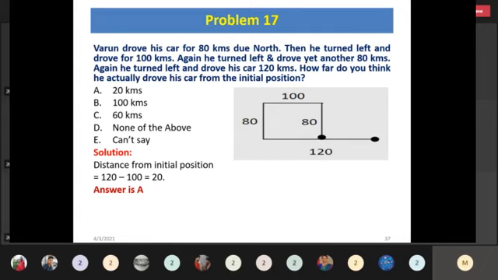As far as the diagram is concerned, let us see the solution for this problem. The distance from the initial position is equal to 120 minus 100 is equal to 20. The answer is A.